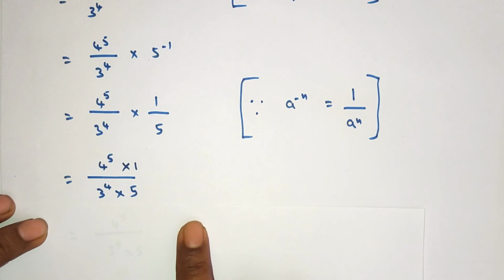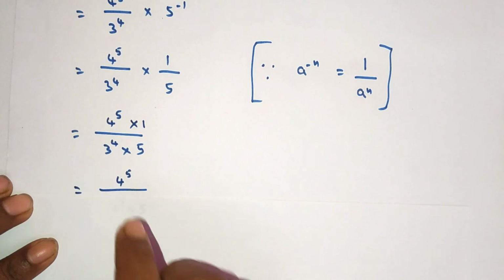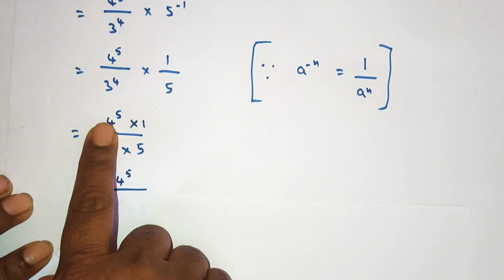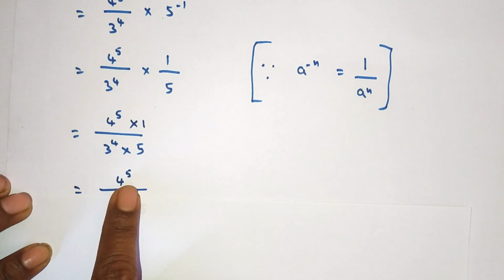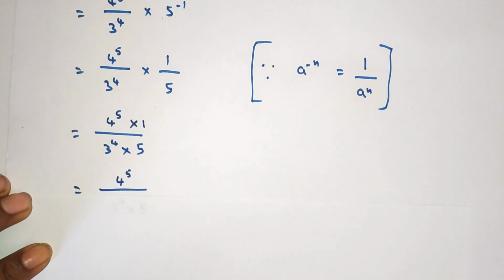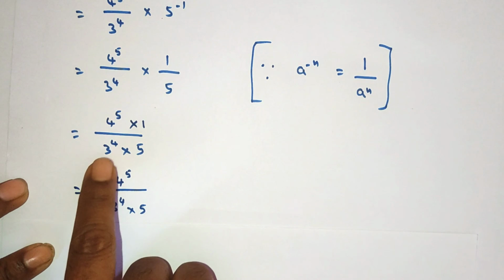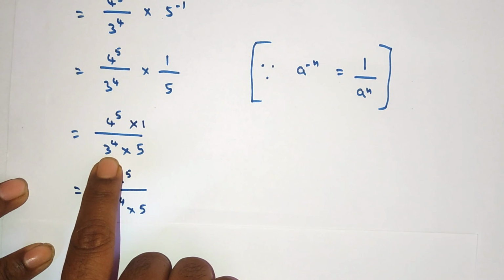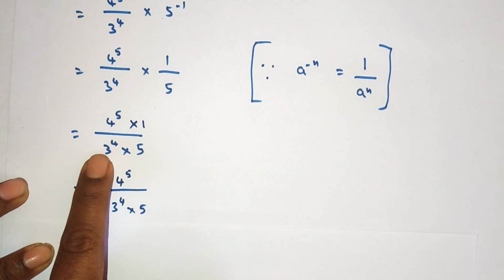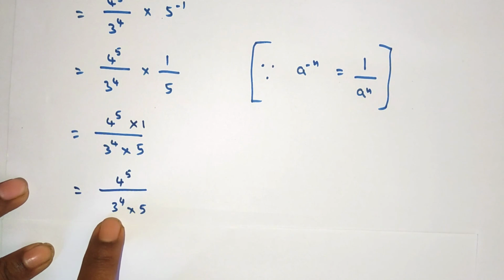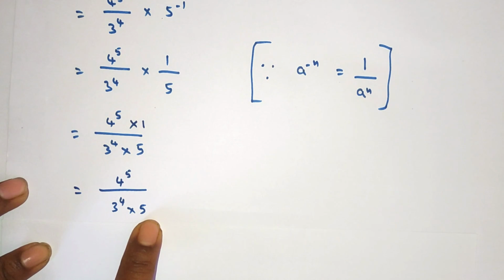Let us simplify this further. Now we multiplied 4 to the power of 5 with 1. So we got 4 to the power of 5. Remaining denominator we have written as it is, 3 to the power of 4 into 5. So we have written 3 to the power of 4 into 5. This is the final answer.